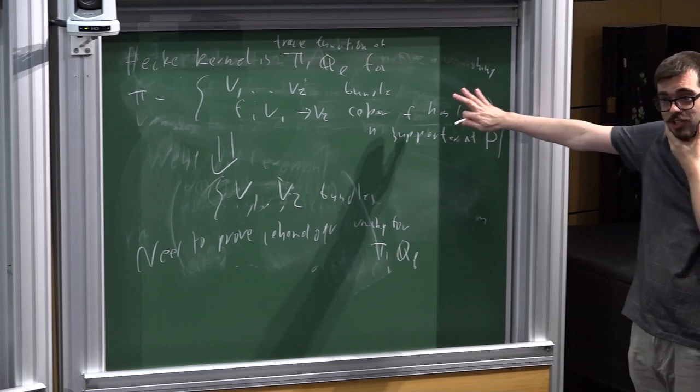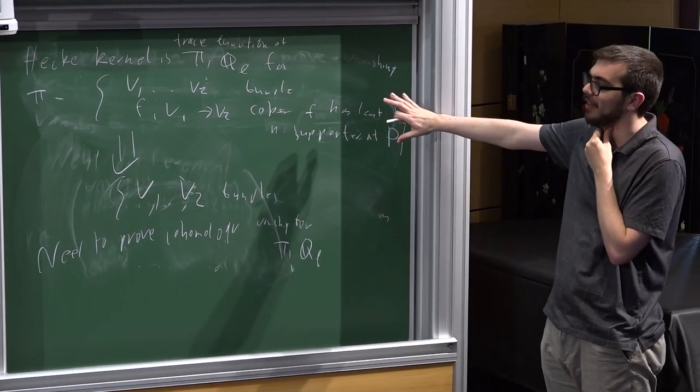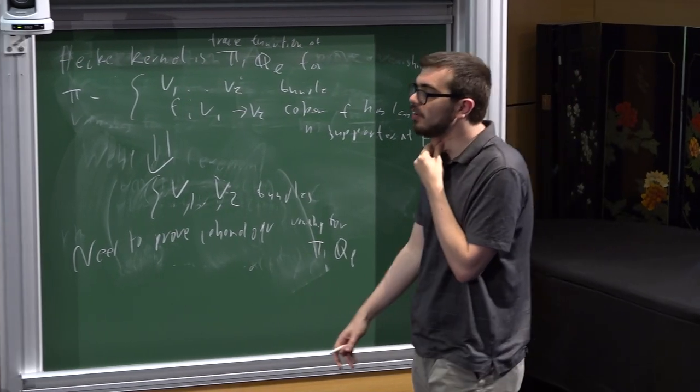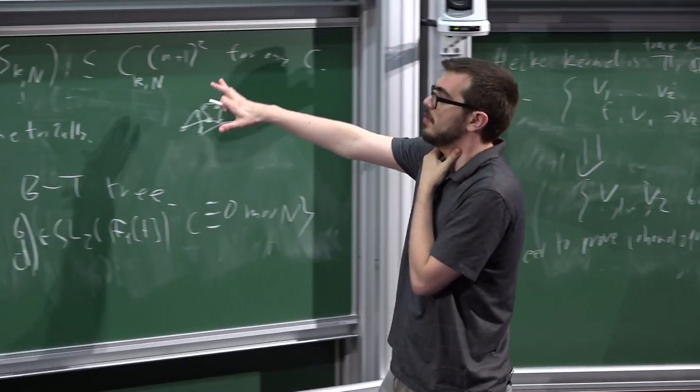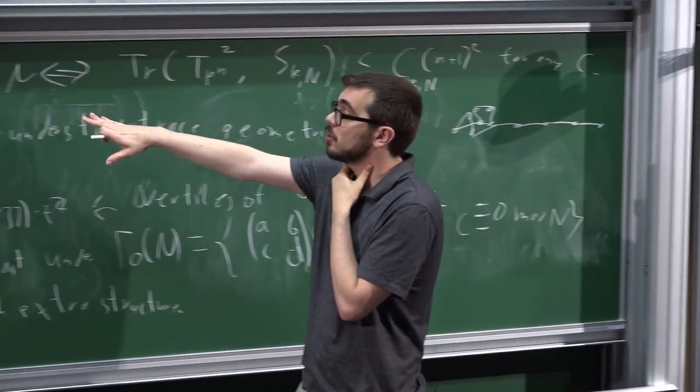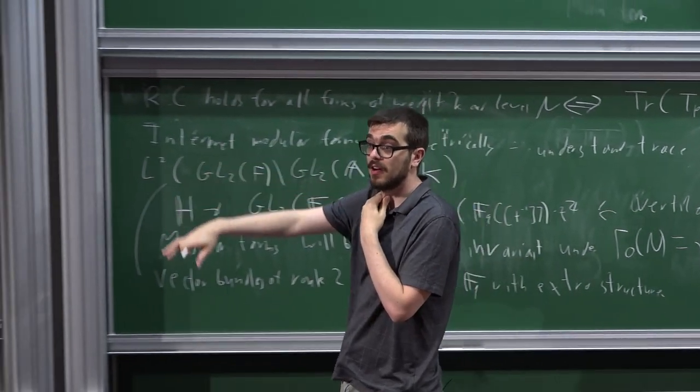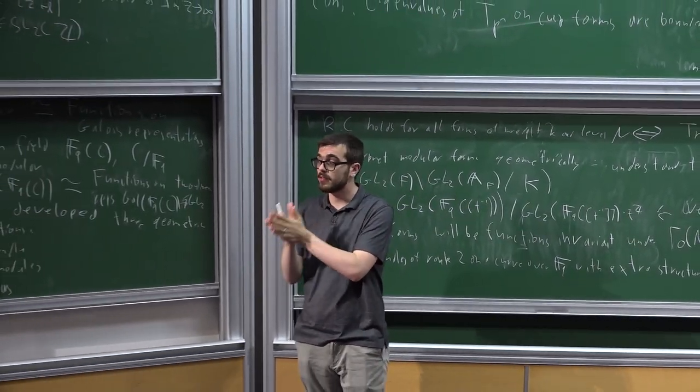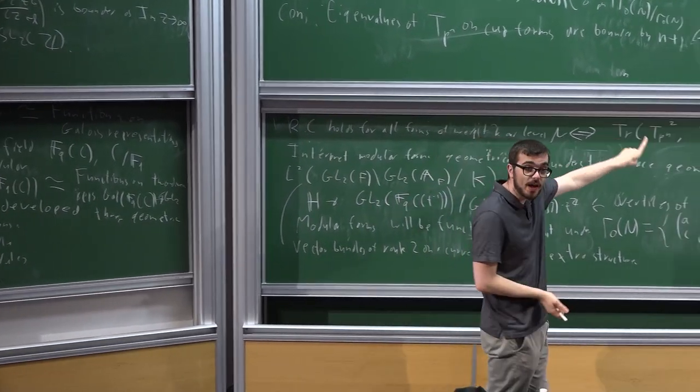And so this is a strategy, but there's one really big problem with it, which is we can only hope to prove the bound that we want if Ramanujan holds for all forms in our space of forms. Looking at the trace on the space of forms, we can only get this bound if it holds for every single form.